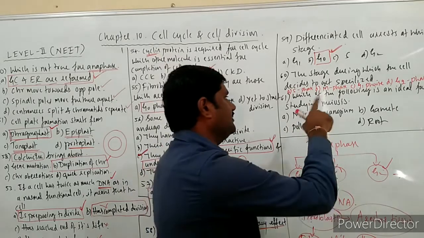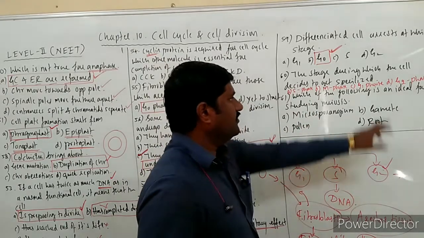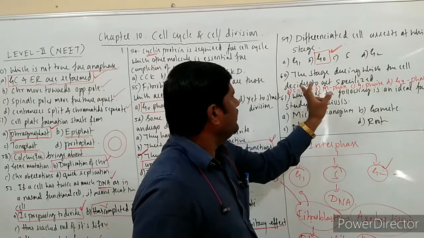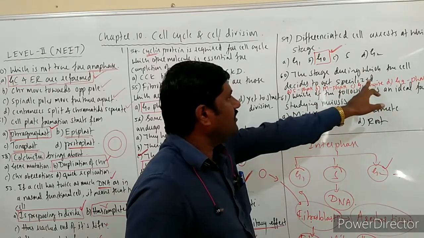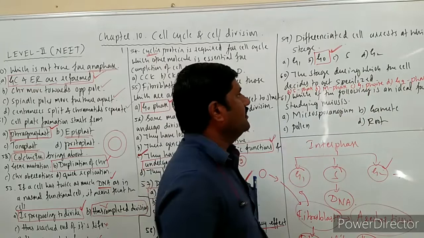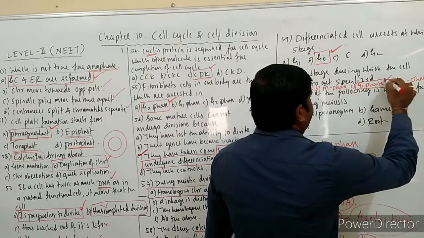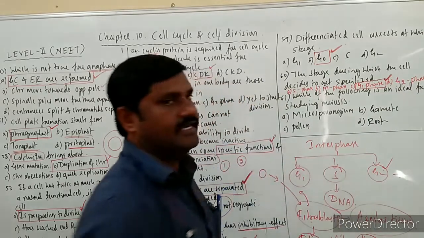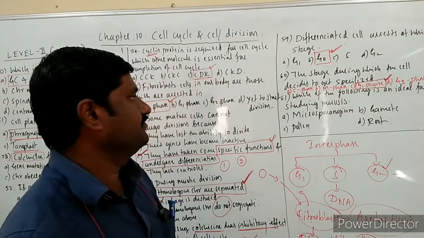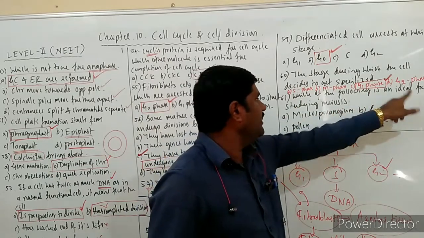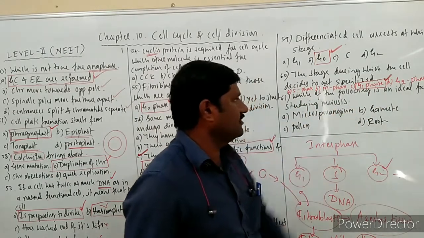Since the option is G1 here, that's why in early G1 the cell decides to get specialized. That's why the correct answer for this question is the G1 phase. So, next question. Which of the following is ideal for studying meiosis?